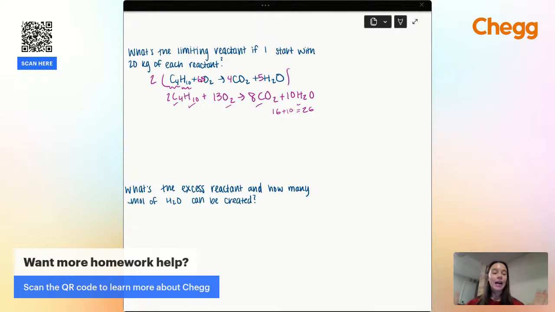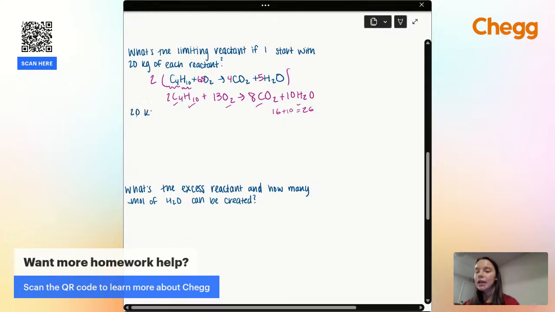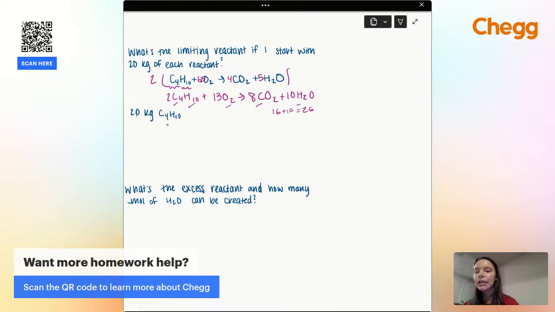So to find the limiting reactant, we're going to start with what we're given. Every stoichiometry problem, we start with what we're given. We start with 20 kilograms of each reactant. So 20 kilograms of C4H10, 20 kilograms of oxygen. We are eventually going to want to get all of these kilograms to moles of a product. I'm going to choose CO2. I always choose what's first. You can choose either reactant to take both of these kilograms to.